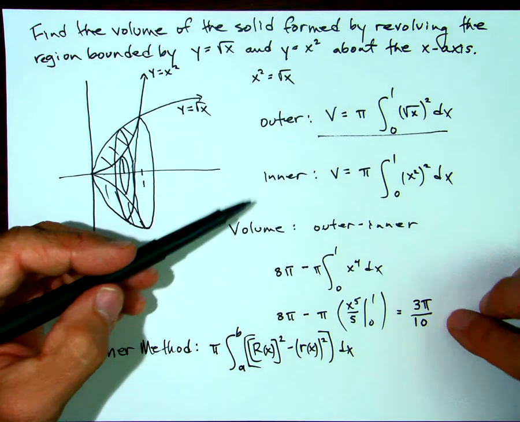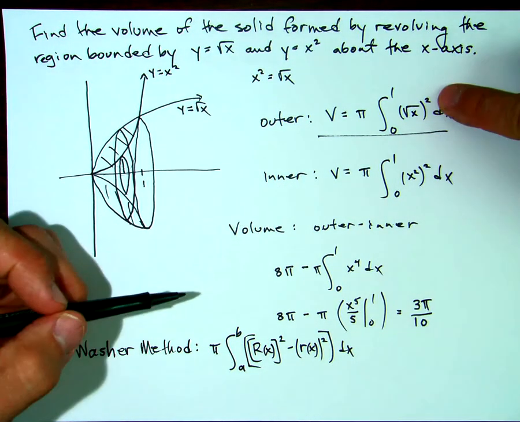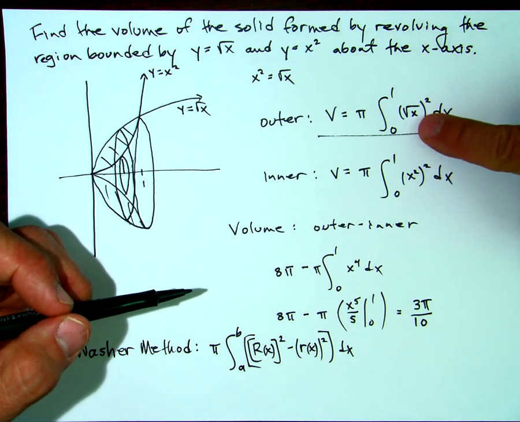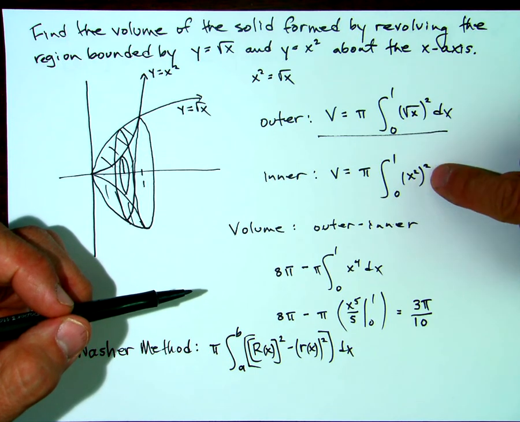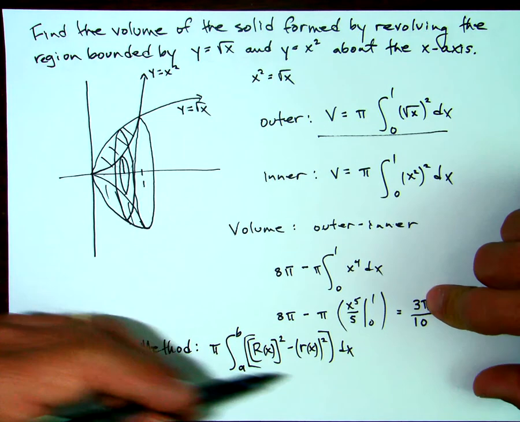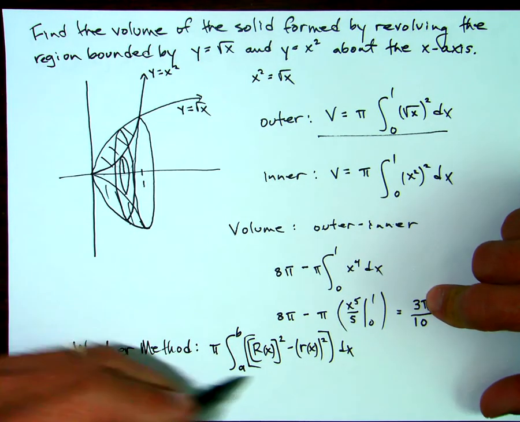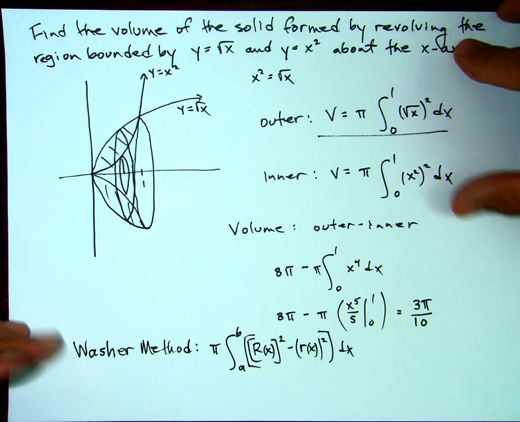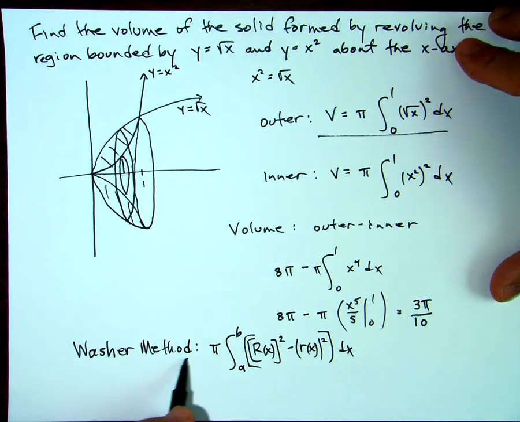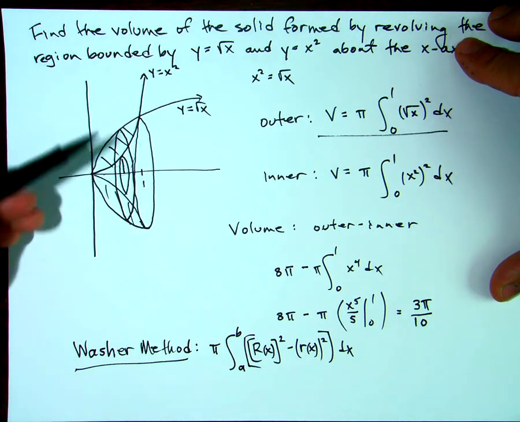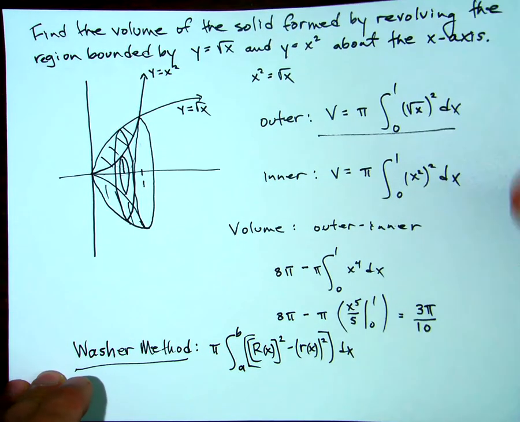Basically what we did is we took this and we subtracted this, but we can boil that down to one integral where you have square root of x squared minus x squared squared. We could do them separately, which is my preference, but I wanted to point out there's another way to think about this and to just write it as a single integral. And again, this washer method is relevant when we're finding the area between two curves, and that's what's being revolved around the x-axis.